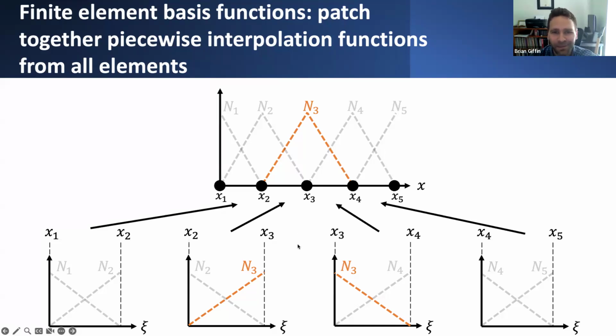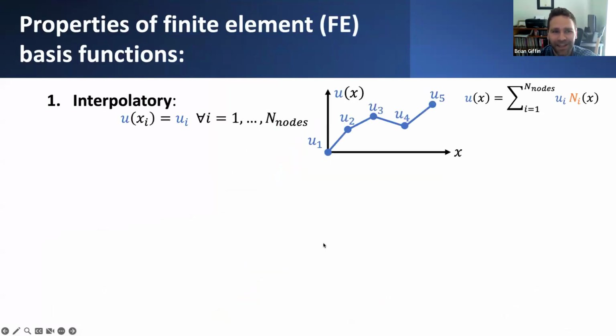So there are some nice properties of finite element basis functions. And to revisit some of the things that we mentioned early on, one of the nice properties of finite element basis functions is that they constitute an interpolation of these nodal coefficients, or the nodal values of the displacement along the length of the domain. So that's one nice property. It turns out that this interpolatory property is particularly nice for interpreting what these values actually represent. They're actually the values of the displacement field evaluated at these corresponding node locations.